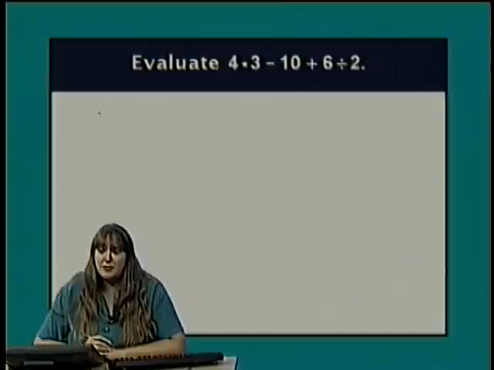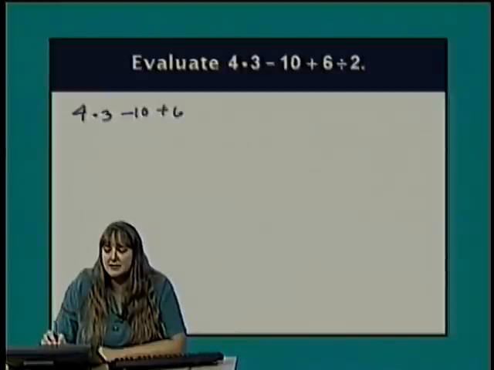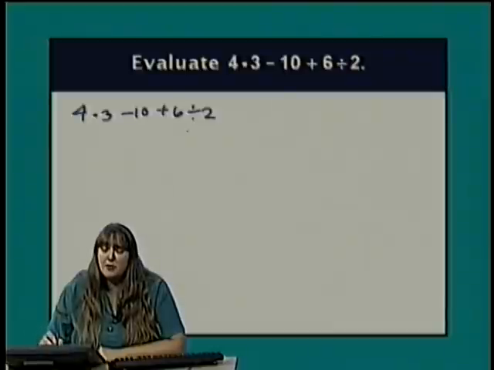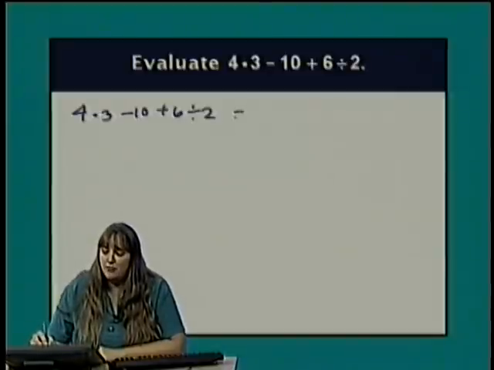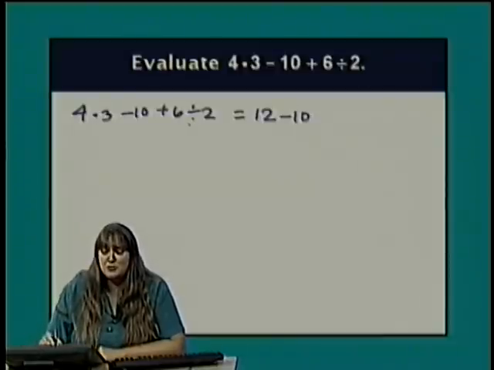Now let's evaluate another problem using the order of operations. This time I have 4 times 3 minus 10 plus 6 divided by 2. The order of operations tells me multiplication and division come before addition and subtraction. So I have one multiplication I want to do here and one division I want to do here before I can do the subtraction and the addition. 4 times 3, minus 10, I can't do the subtraction yet. I do need to do this division though.